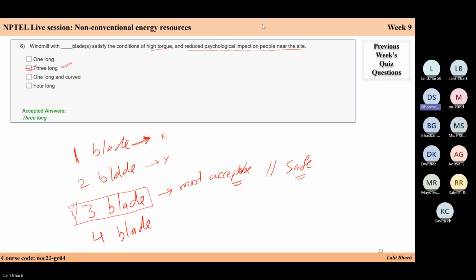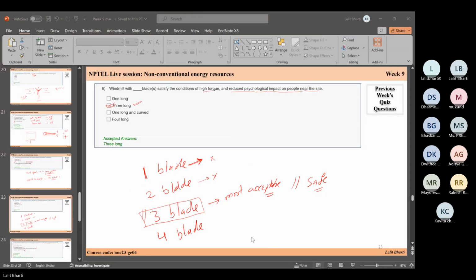Someone's mic is not muted, so please mute your mic. Yes.